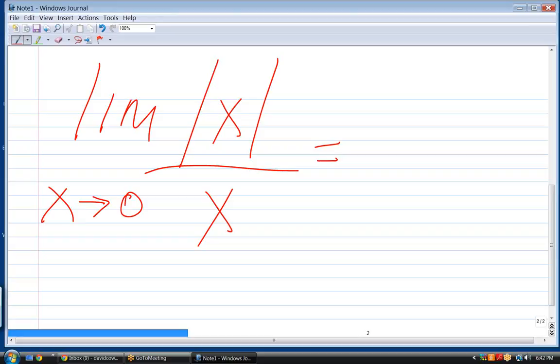Yes. They are different. So therefore, this limit, in other words, when I approach it from the right, it goes to plus 1. When I approach it from the left, it goes to minus 1. Since they are not the same, the limit does not exist. Now, if I said this, different story. That is plus 1. If I said this, that's minus 1.